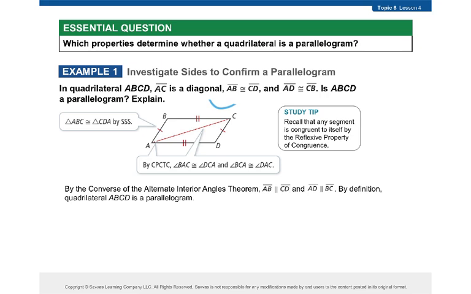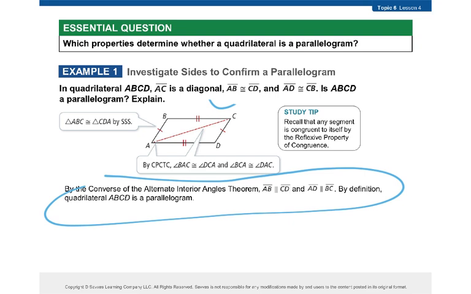And by the converse of the alternate interior angles theorem, so where is the alternate interior angles theorem here? This angle right here and this angle right here, that's congruent. And these are alternate interior angles. They are congruent. By definition, quadrilateral ABCD is a parallelogram.